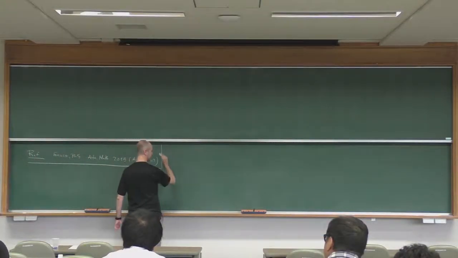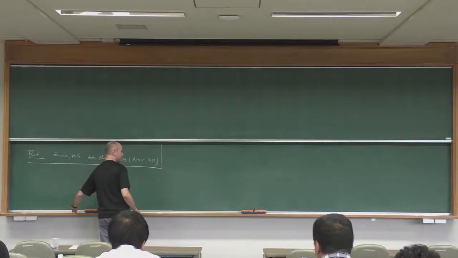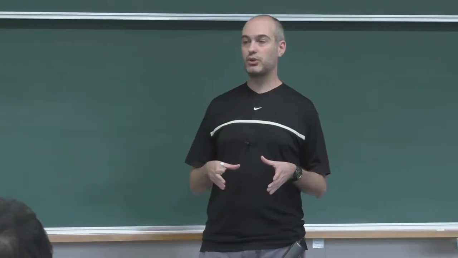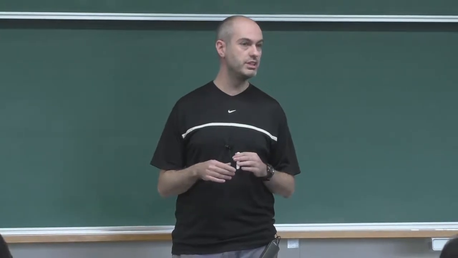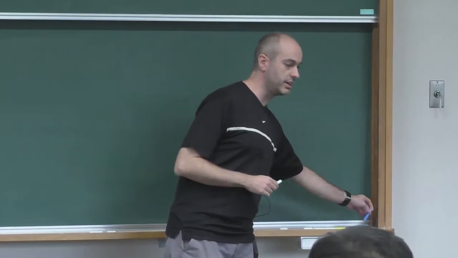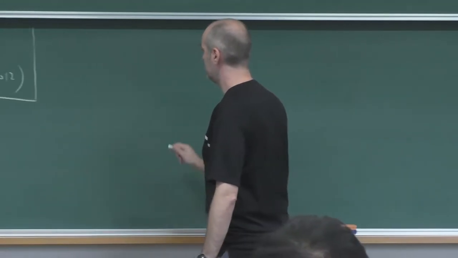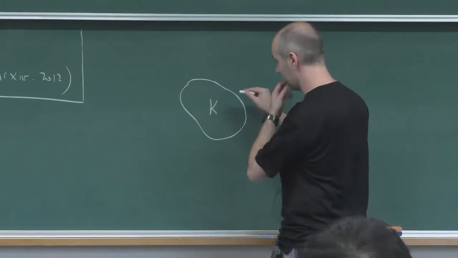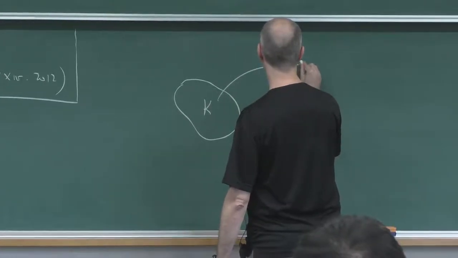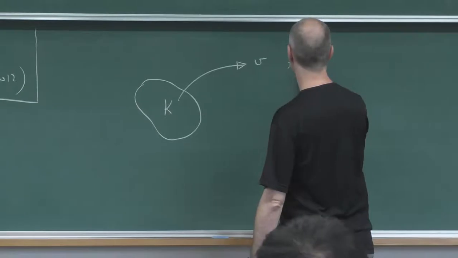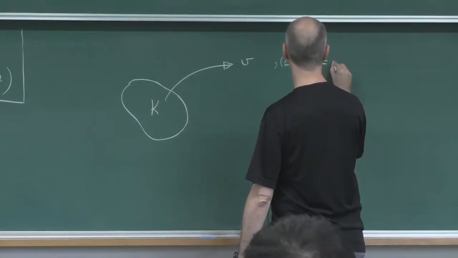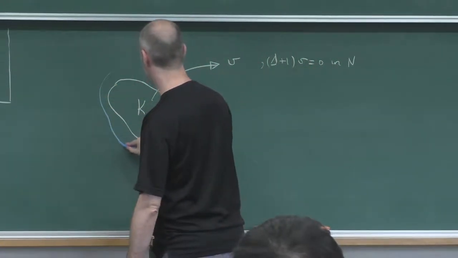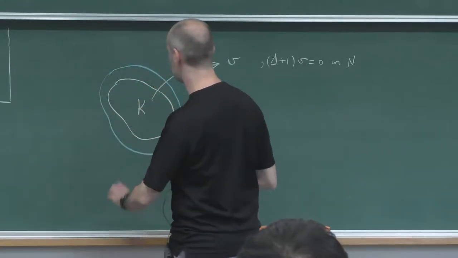Okay, so let's continue with this proof. So yesterday we constructed, so what we want is the following. We have a solution of the Helmholtz equation, which is defined in a compact set K. So this is the picture of what we have. We have, say, a compact set K, and here we have a solution of the Helmholtz equation. I call it V. This solves Laplacian plus 1 acting on V equal to 0 in some neighborhood N of K. So V is actually defined in this N.